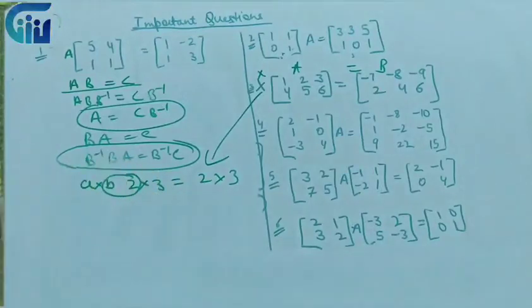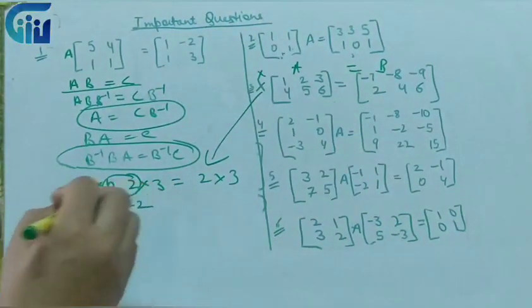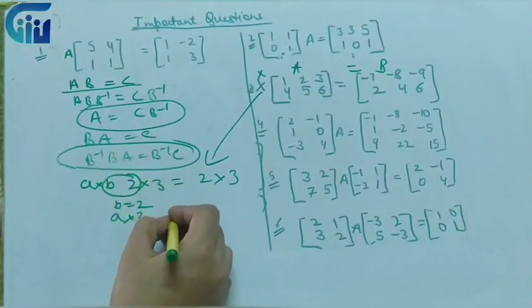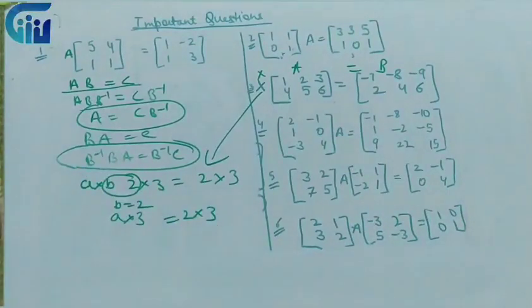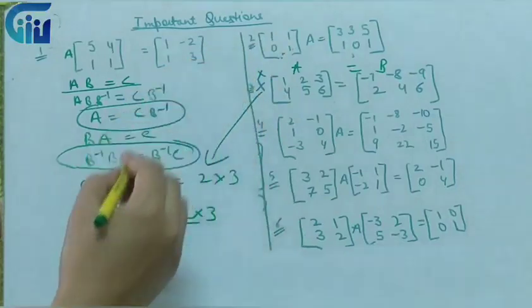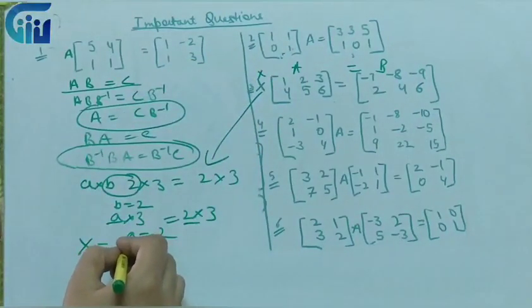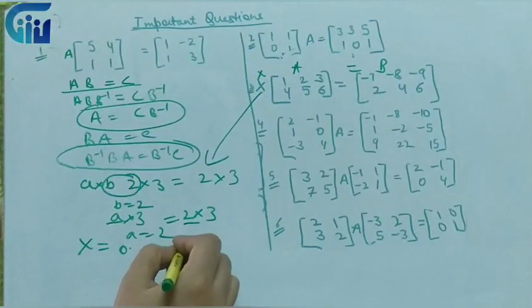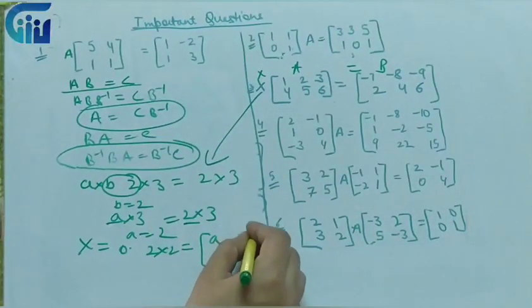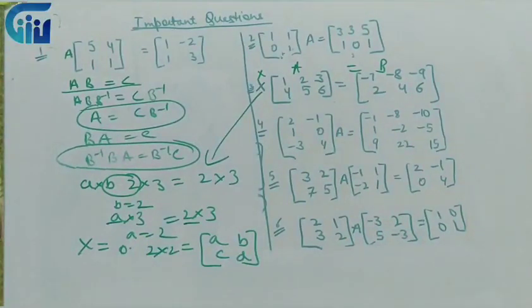Two matrices are multiplicable only when these two are the same. So it means B is equal to 2. Now what is the order of the product matrix? That is A cross 3. So A cross 3 is equal to 2 cross 3. So what is A equal to? 2. So over here my matrix X has order 2 cross 2. So I will assume my X to be A, B, C, D and we will usually multiply. We will obtain linear equations, equate and then we will get the value of matrix X.